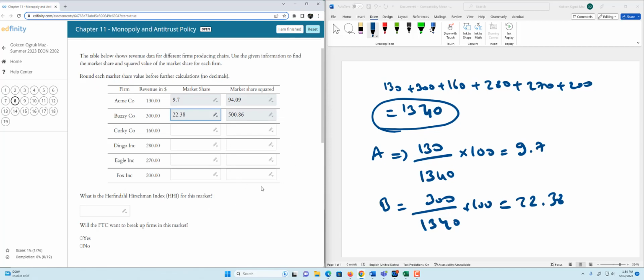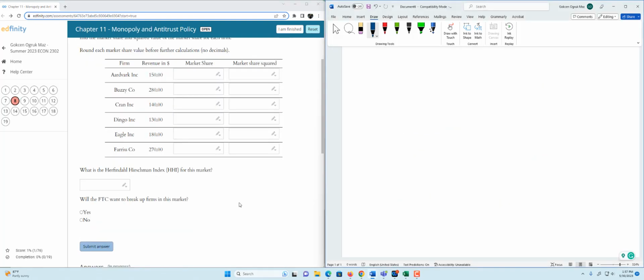You are going to sum them up, all the market shares squared. So you start with 94.09 and then add 500.86 and then continue summing all the remaining numbers. And then make a decision whether the FTC will break up the firms or not depending on the threshold values of HHI. You can check the threshold values in your textbook.